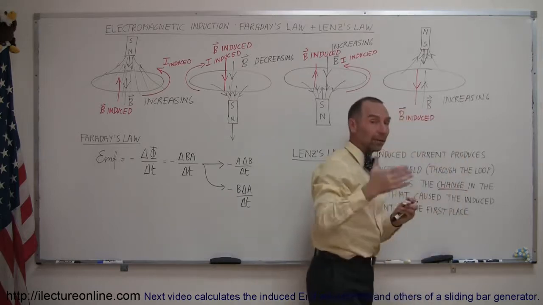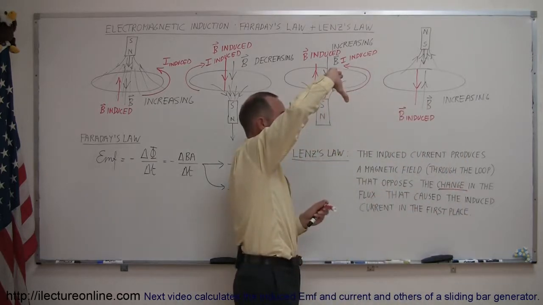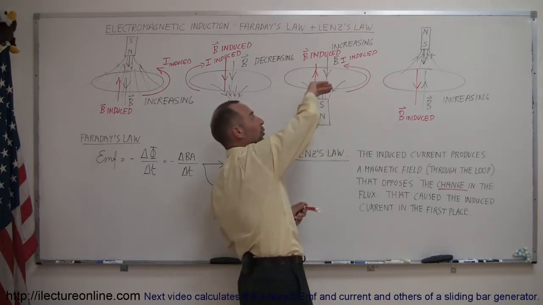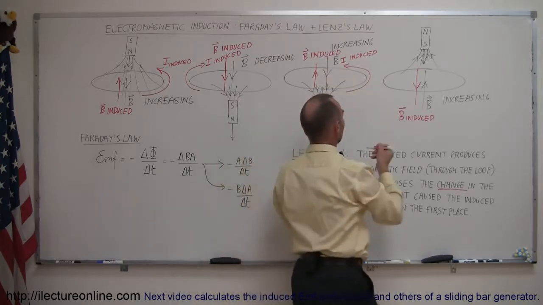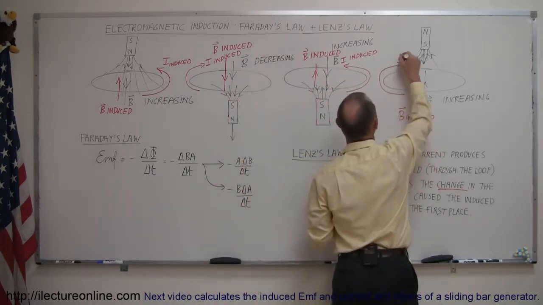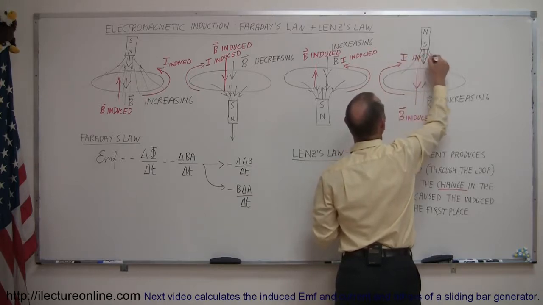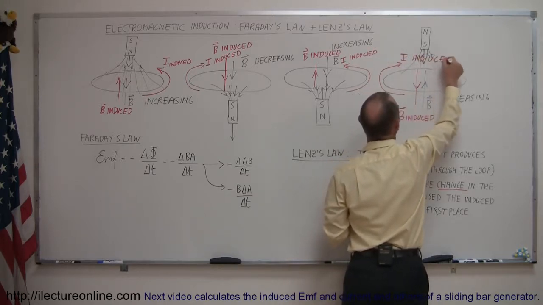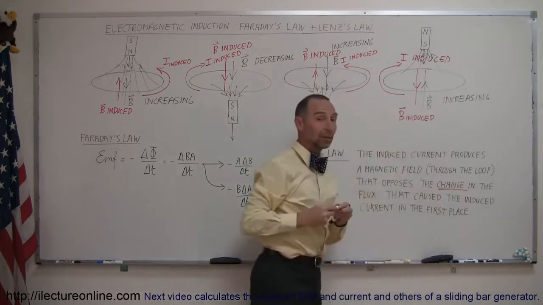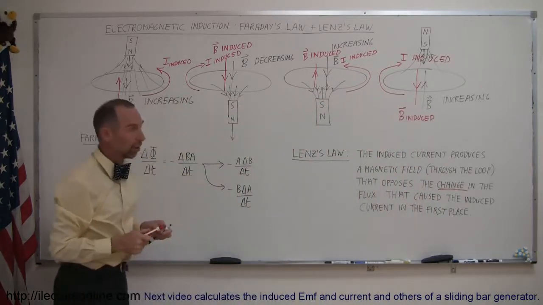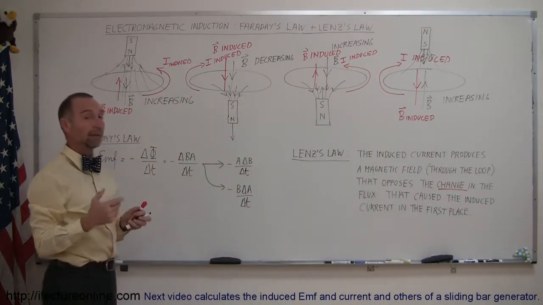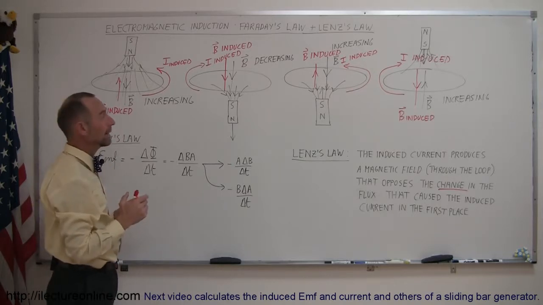And then, using my right hand rule, I point my thumb in the direction of the induced B field. My fingers will curl in the direction of the current. And so this will be the direction of the induced current. I induced. I'm running out of room here. There we go.